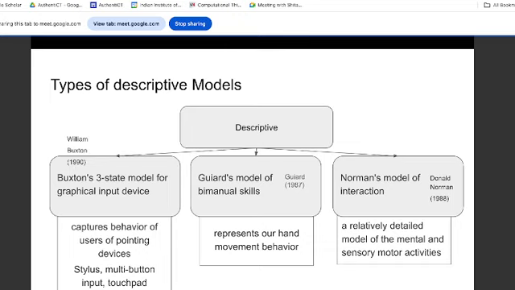So it cannot be used for any other state machine for any other use. It is only for modeling the behavior of users while using pointing devices such as stylus, multi-button inputs, touchpad, mouse, all those things, right? So whenever they are using some pointer-based device, Buxton's three-state model is useful.